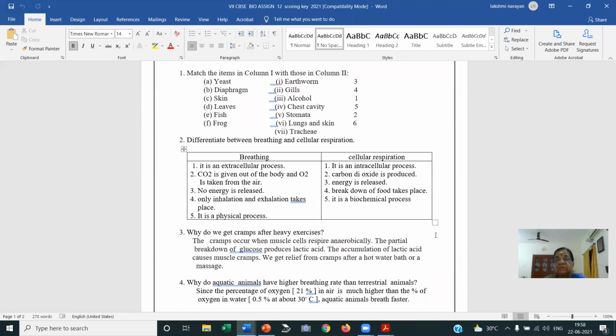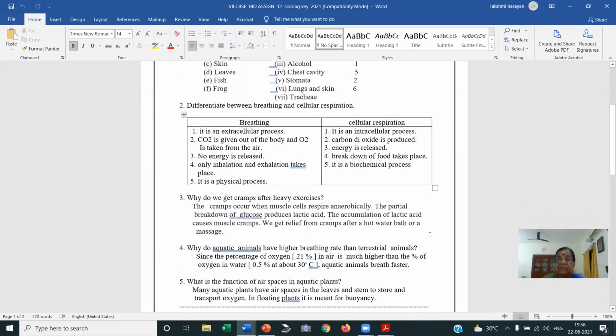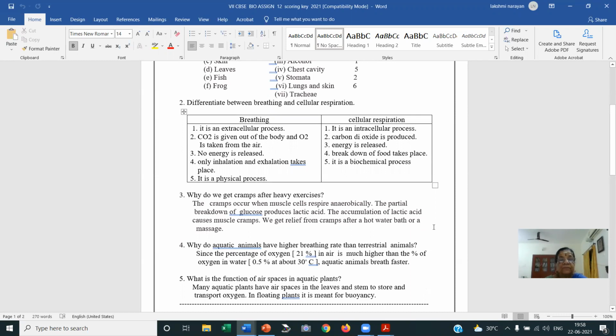Then why do we get cramps after heavy exercise? The cramps occur when muscle cells respire anaerobically. The partial breakdown of glucose produces lactic acid, and this accumulation of lactic acid causes muscle cramp. We get relief from cramps after a hot water bath or a massage.